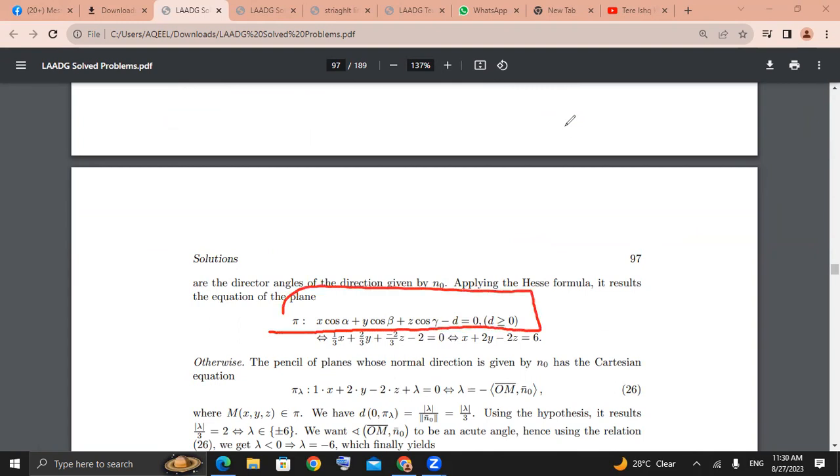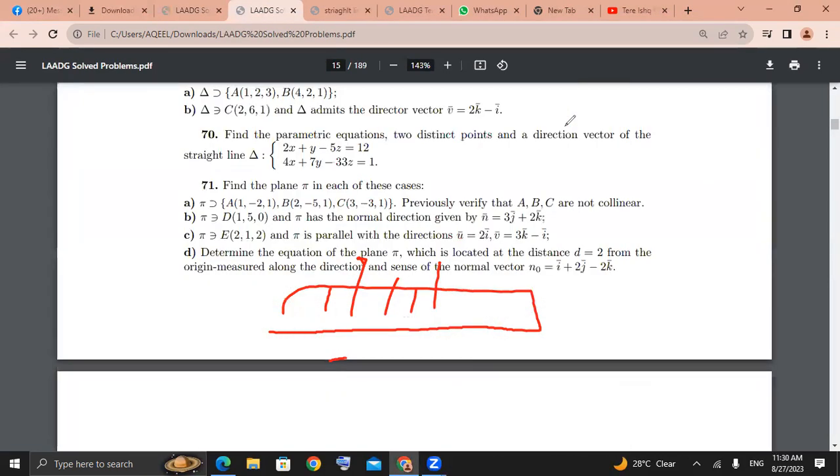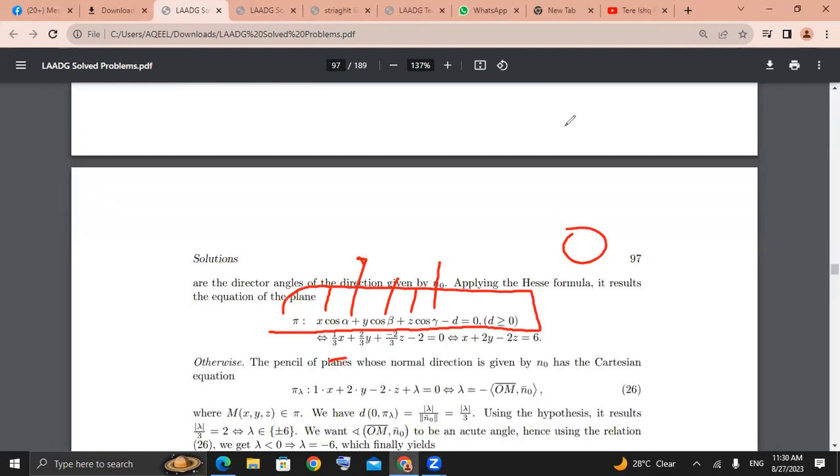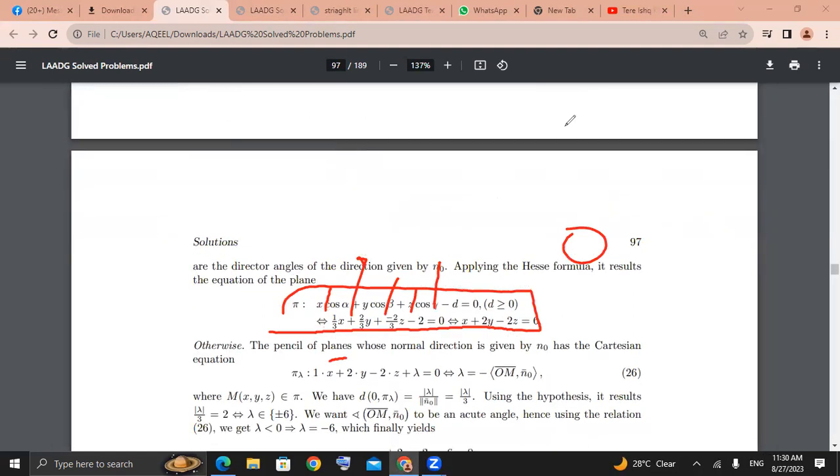So you substitute: cos alpha is 1 by 3, so 1 by 3 x, cos beta 2 by 3 y, cos gamma minus 2 by 3, and z the same as it is. And d is the constant which he gives you in the question. So you put in the value of d and solve the equation, and you get the equation of the plane.